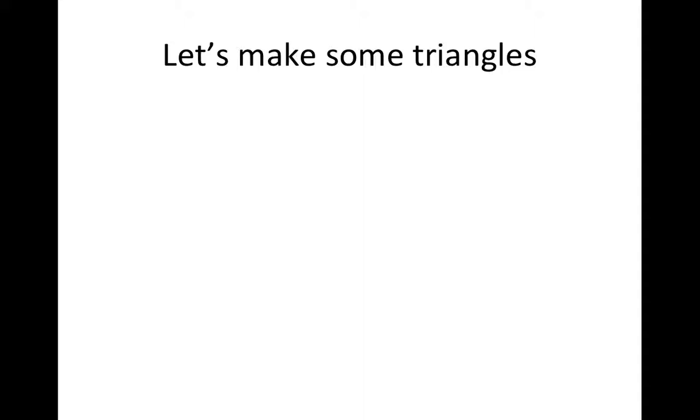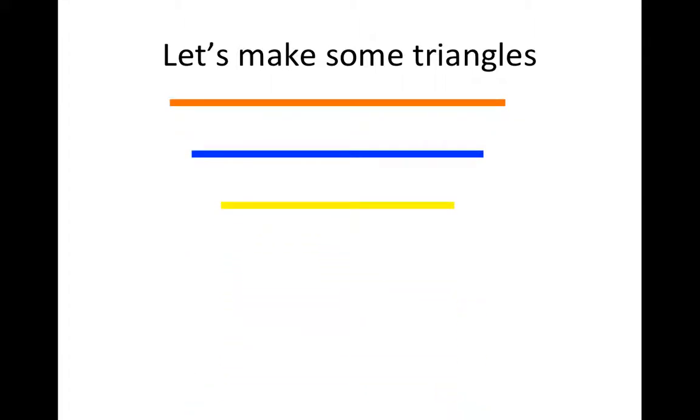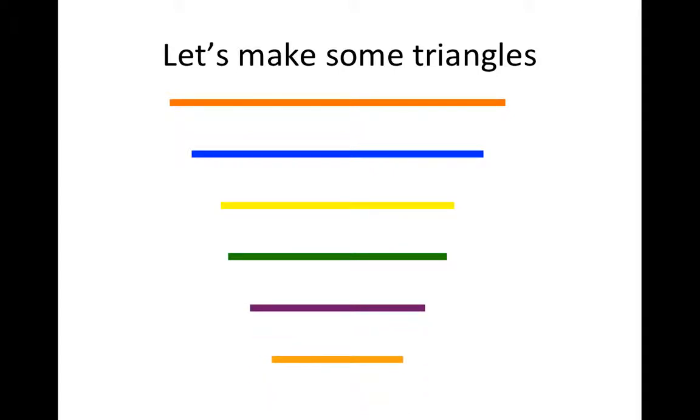So the first thing, if we're going to make some triangles, we have these colored sticks. Got a very big orange one, then a little bit smaller blue one, a little bit smaller than that yellow one, a green one a little bit smaller than that, a purple one, and then finally a bright orange one that is very small.